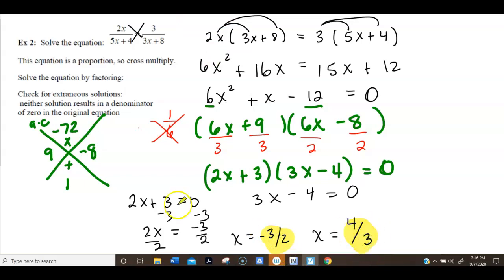And I believe if you substitute those into the original, I don't think that's going to cause a 0 for either fraction, so they both check.